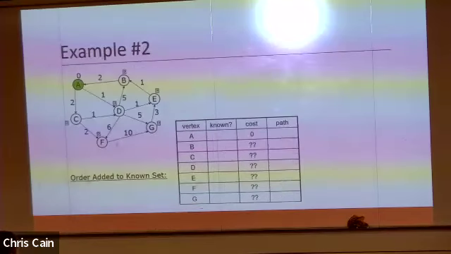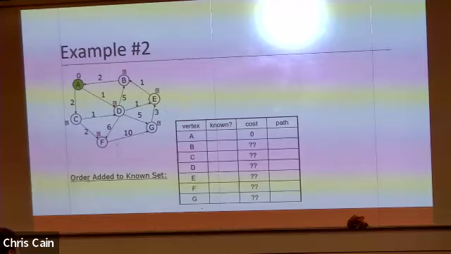So let's dive into the second example. We want to find the shortest path from A to everything else. So we set the table up as such. Since the source is A, we set the cost of A to 0. We set the cost of everything else to infinity.